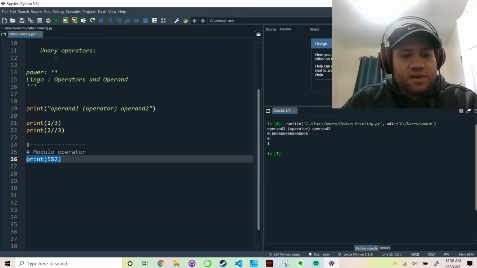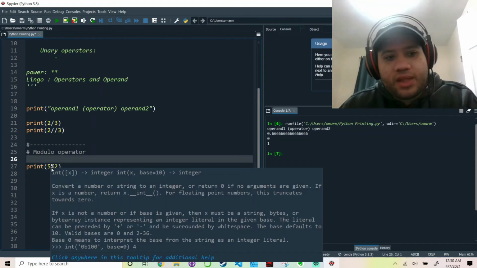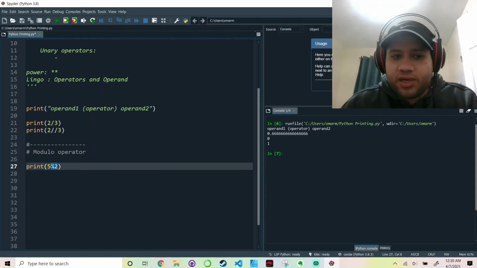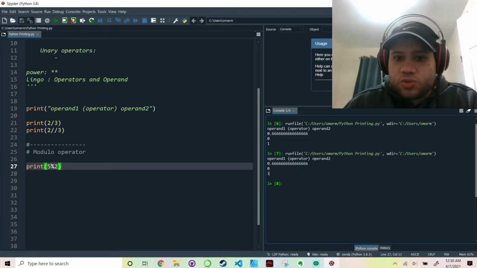So let's have a look at this. 5 % 2 is not divisible. So let's have a look at the answer. Well, it is 1. So the remainder of 5 % 2 is 1.